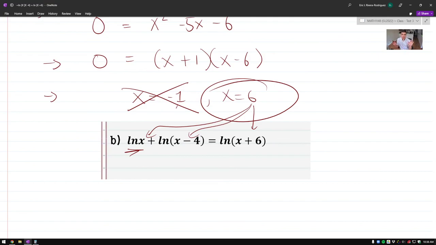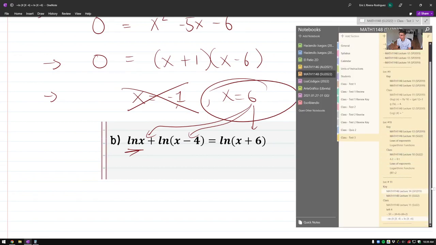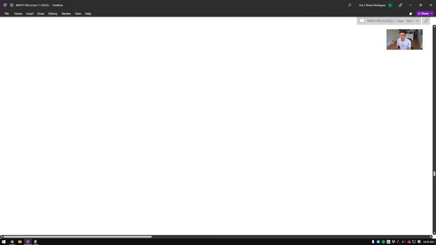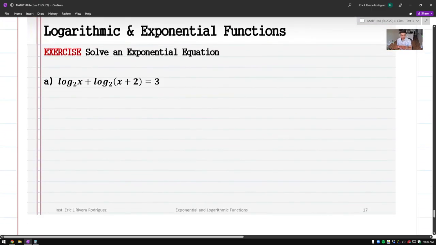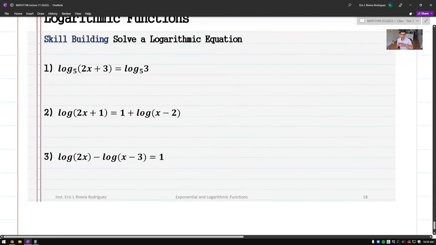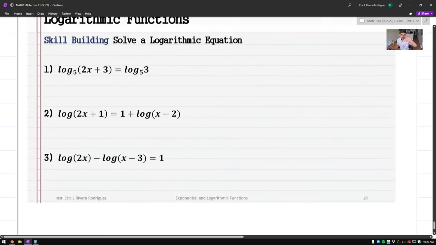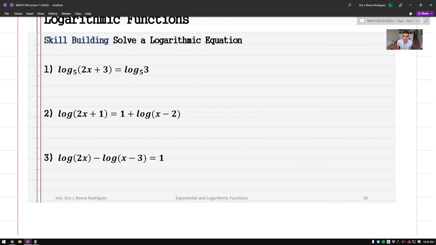Careful: if you are working with a quadratic equation and solving for the zeros, those zeros are not necessarily the solutions of the logarithmic equation, okay? You need to test those possible solutions. We have more exercises where you need to combine the logarithmic functions into one and then use exponential form to solve for the variable.